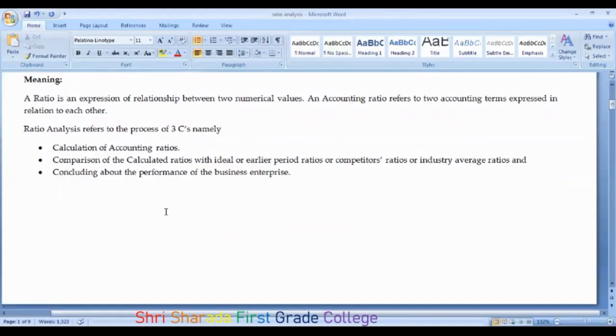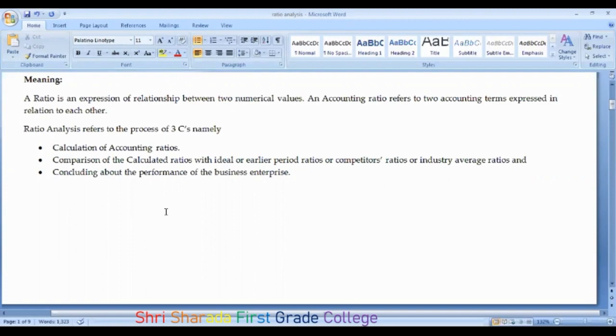So what are the formulas pertaining to finding out the ratio analysis? What kinds of formulas are we going to discuss? So what is actually a ratio? A ratio is an expression of relation between two numerical values. It is going to be expressed in terms of accounting only, so that it can be understood and used to find out the relationship between the two numbers.